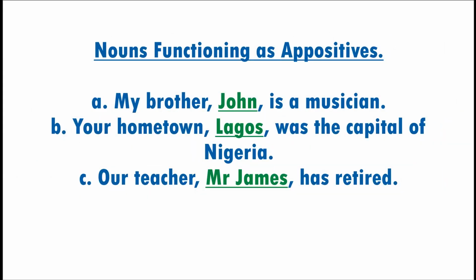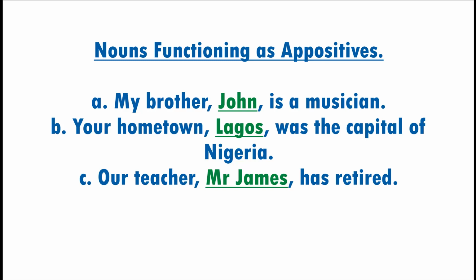Nouns functioning as appositives. A noun that functions as an appositive is a noun put next to another noun or pronoun in order to give more explanation to the first noun or pronoun, as we have in these examples. Example A, my brother John is a musician. Now you will see my brother, that is the subject of the sentence. But then we give more explanation about my brother, which is John. So John is adding more information to my brother. We are explaining more about the brother. So John is regarded as an appositive.